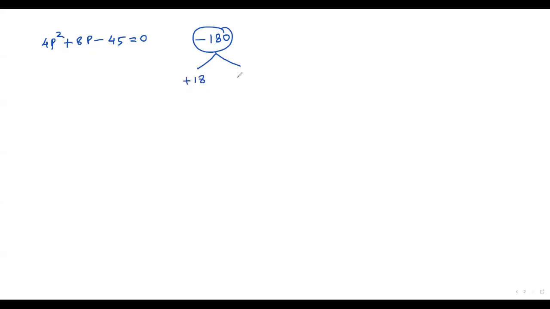I think positive 18 and negative 10 will work. When I multiply positive 18 and negative 10, I'm getting −180. When I add positive 18 and negative 10, I'm getting positive 8, which is the coefficient of p over here. Further, I have to divide both these factors by the coefficient of p², 4. When I divide this positive 18 by 4, I am getting positive 9 over 2, and here I am getting negative 5 over 2.